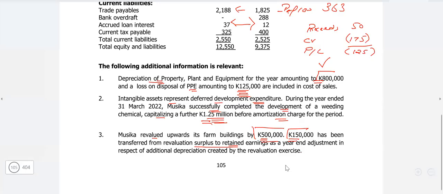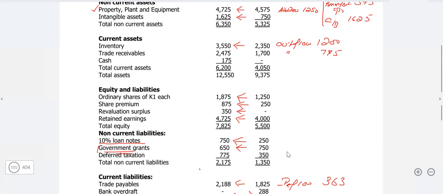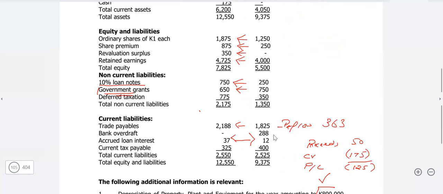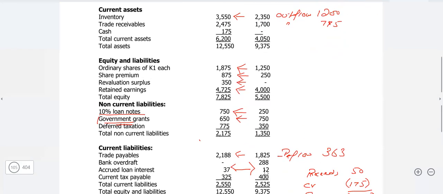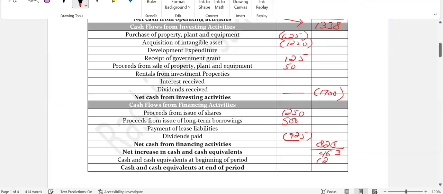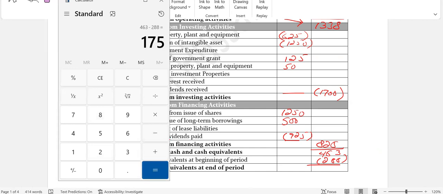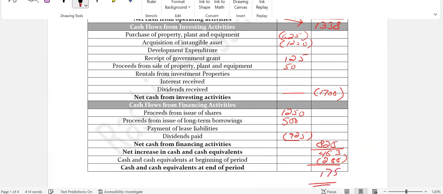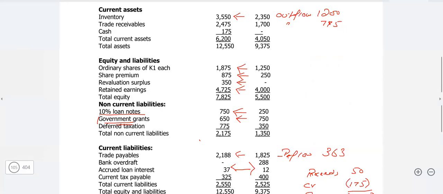Now we need to adjust the opening balance of the cash and cash equivalents. You see the opening balance is 0 minus the overdraft. So the cash element is 0. We deduct the overdraft from it, which is 288. So that means we have a negative balance of 288. So 463 minus 288 should be 175. If it matches the cash balance in the statement of financial position, then your statement of cash flows is right. Otherwise, you have made a mistake. So let's go and see, the cash position is 175. So congratulations, you have correctly made your statement of cash flows.